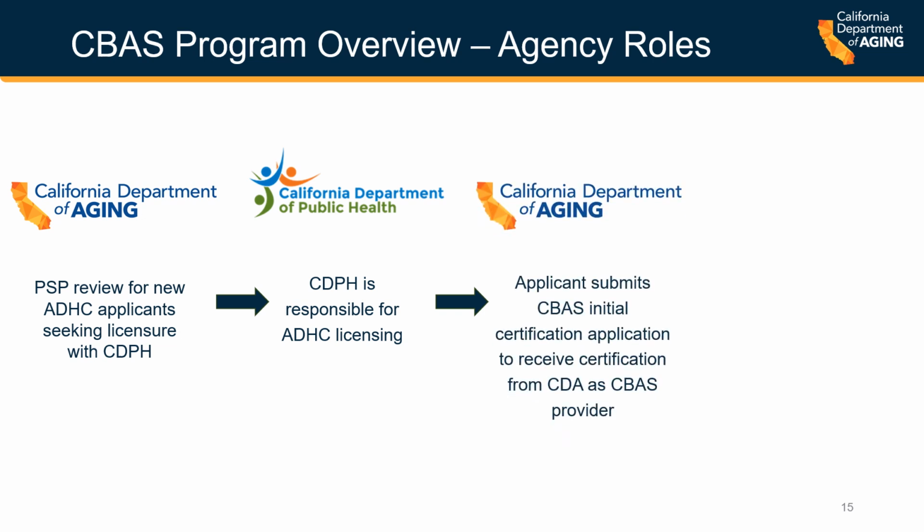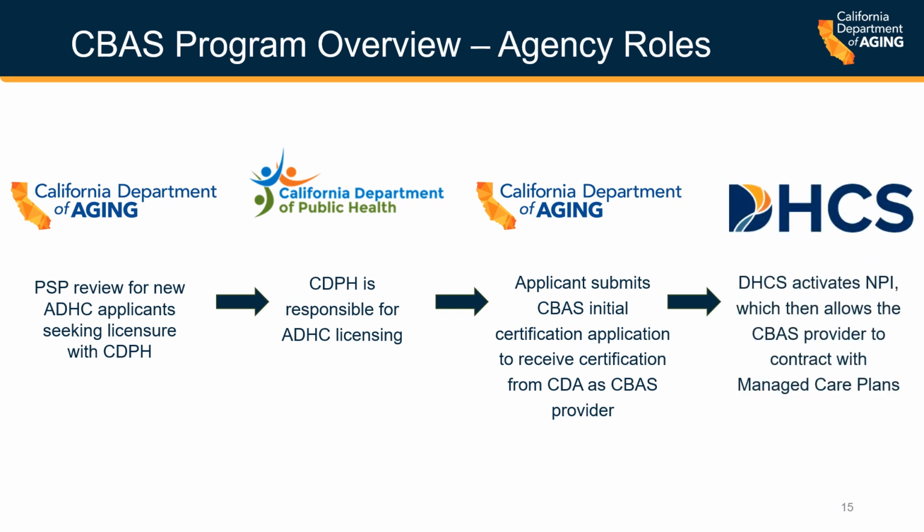All applicants begin by submitting PSP to CDA. You must also submit a licensing application to CDPH for ADHC licensure. Once licensed by CDPH, you will submit your CBAS initial certification application to CDA to receive certification from CDA as a CBAS provider. Finally, DHCS activates the National Provider Identifier, or NPI, which allows the CBAS provider to contract with MCPs and bill for CBAS services.